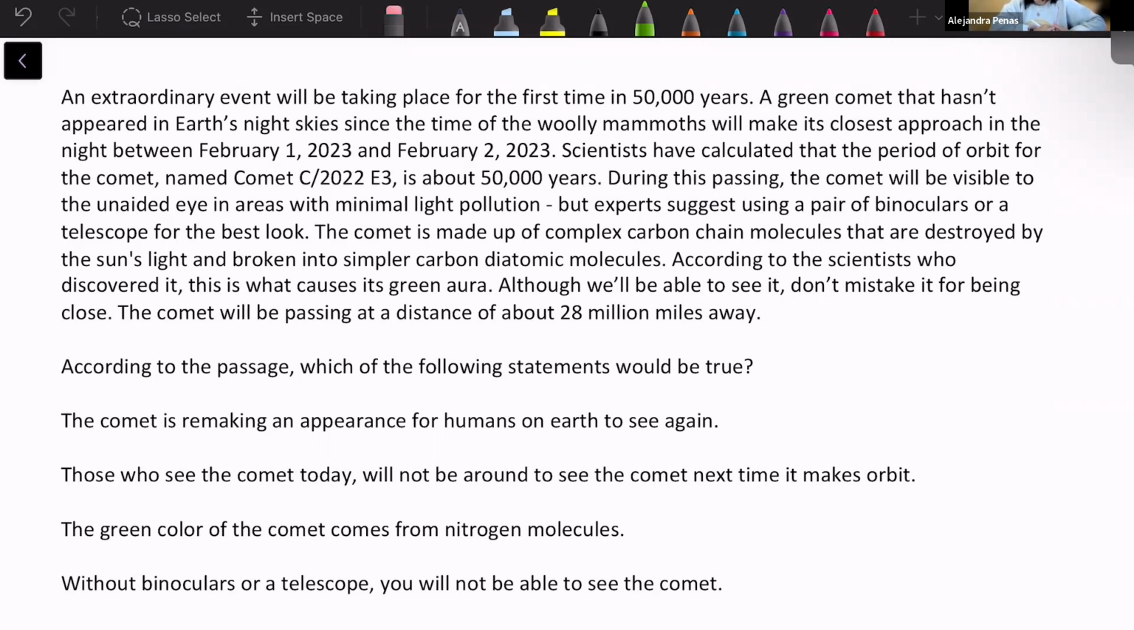So we're going to figure out which one of these answer choices is true based on what we read. So the comet is making a reappearance for humans on Earth to see again. Is this true or false? That's false. Why is it false?